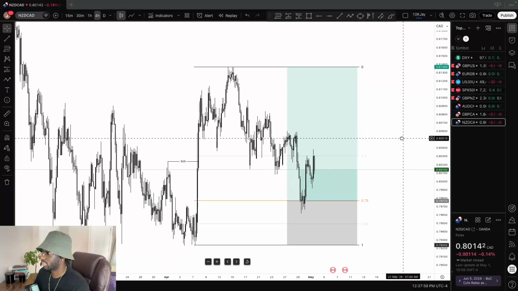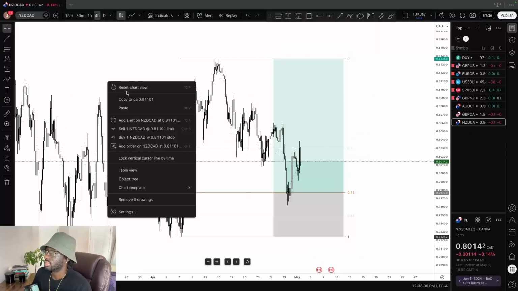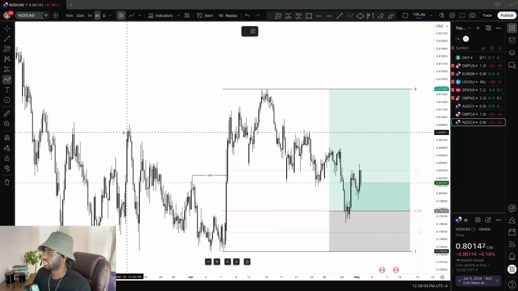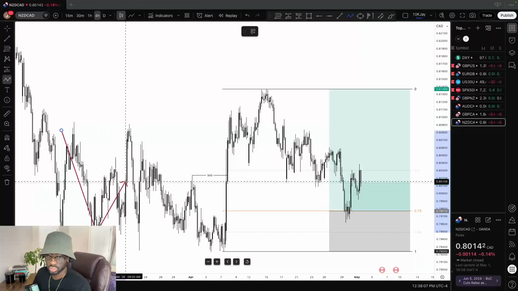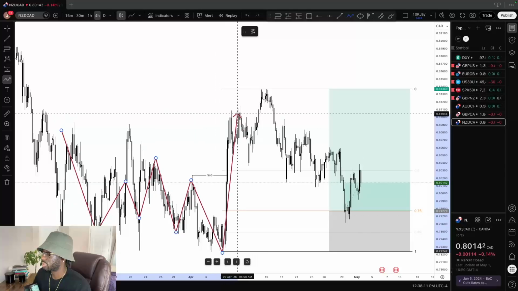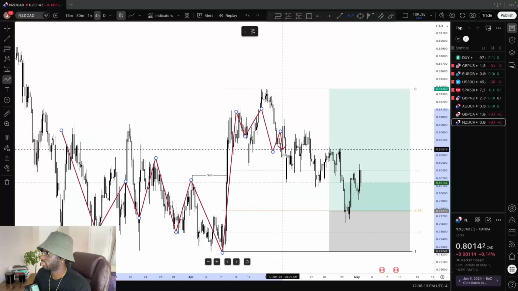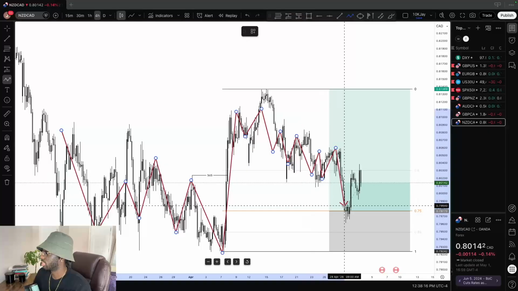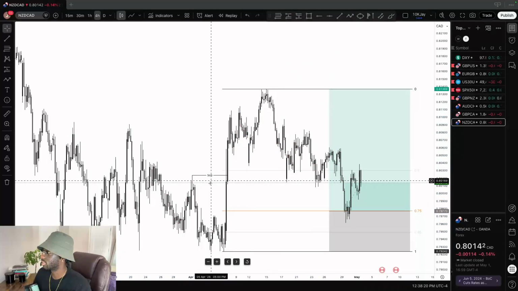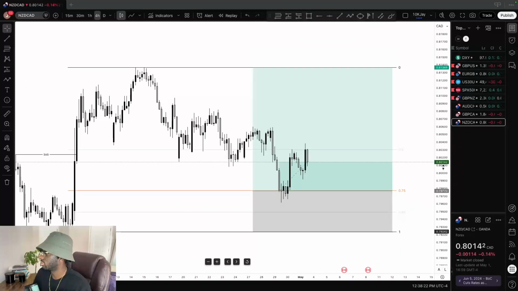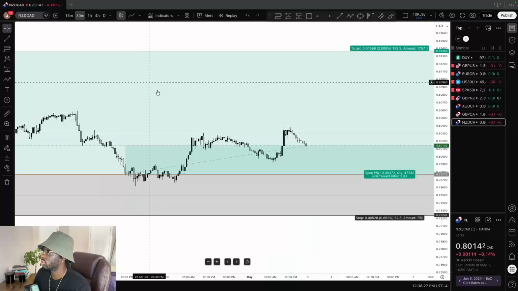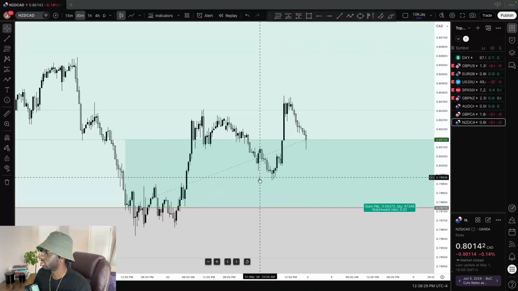In NZD CAD, decent setup. We had this nice downtrend. We got an aggressive shift, slow retracement. Price came, tapped the zone. So with this, I didn't want to enter right away because it was Friday last week. So same thing, 30-minute or 15-minute entry confirmation.